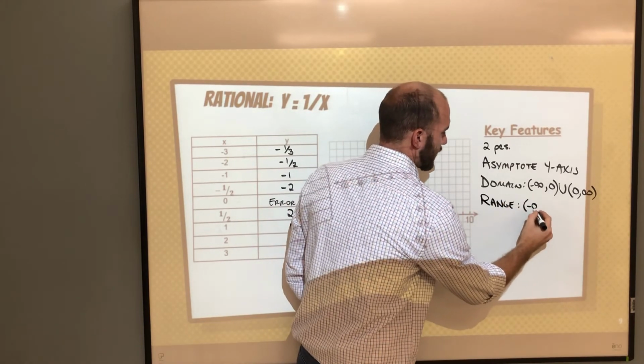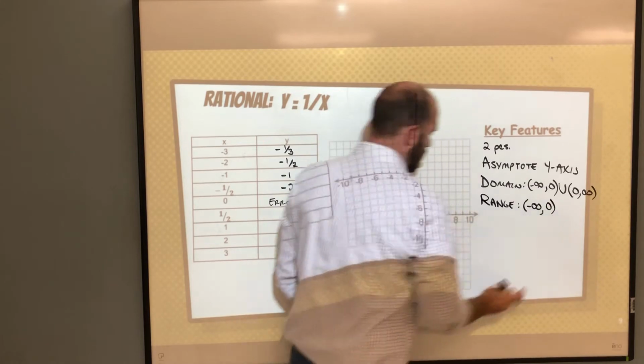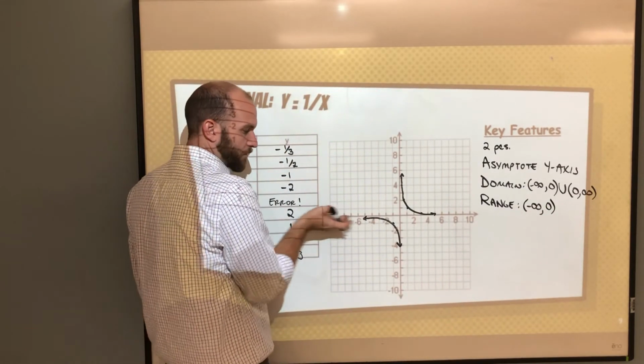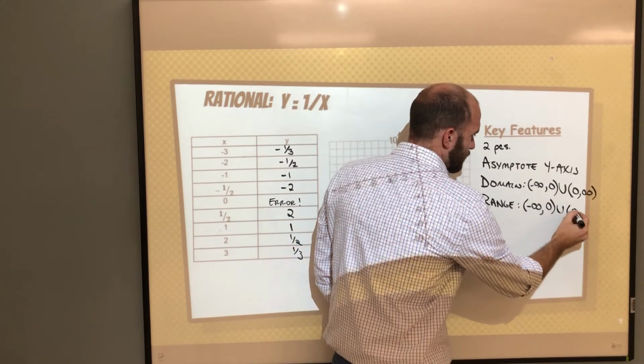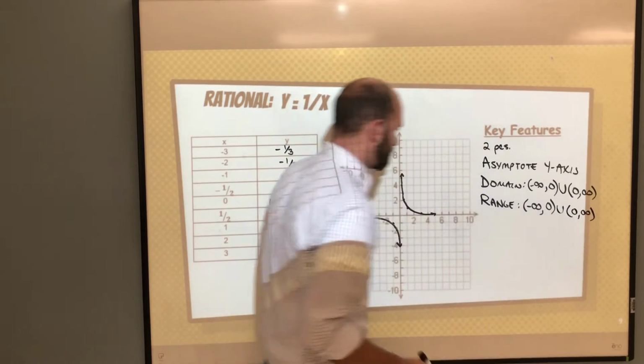The range is very similar. The range is all the values from negative infinity to 0, but we never actually touch 0 here. We have another asymptote. And then we have the values from 0 on up to infinity.